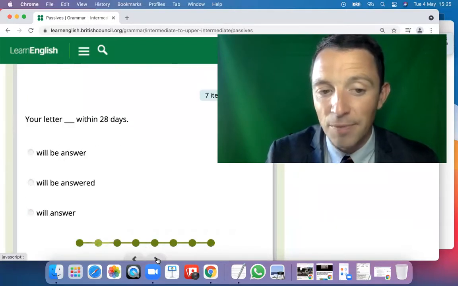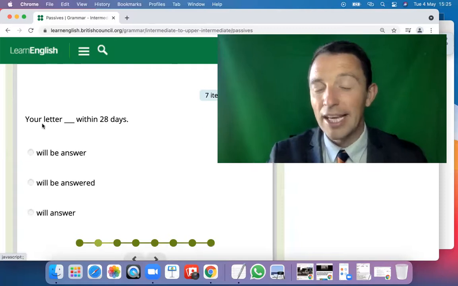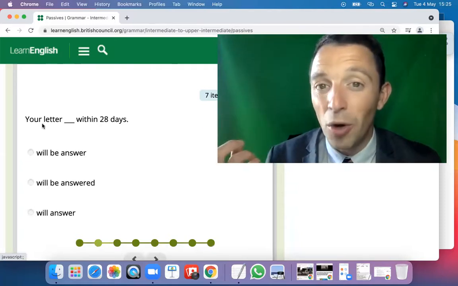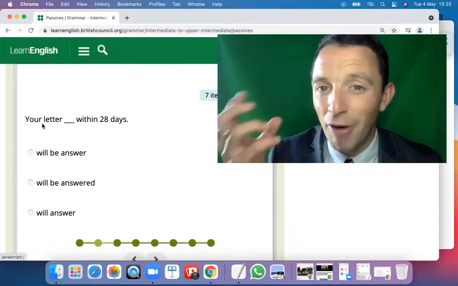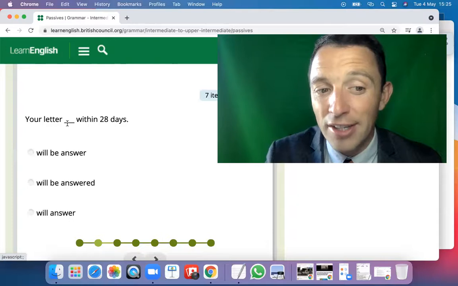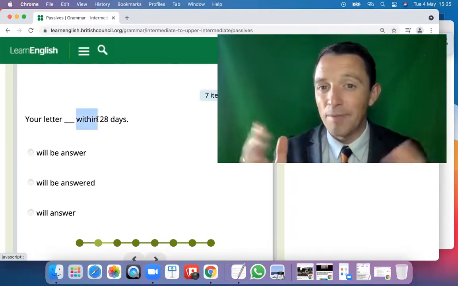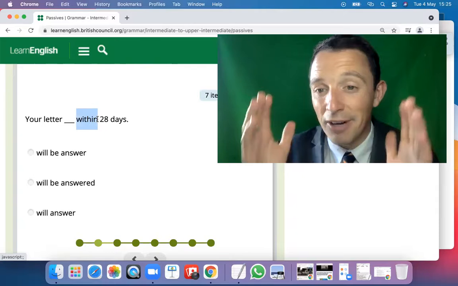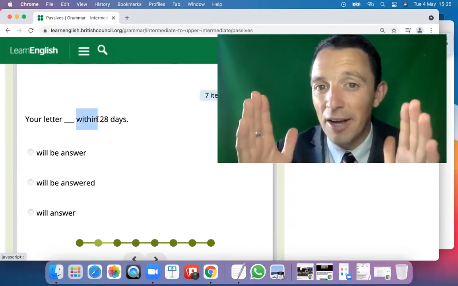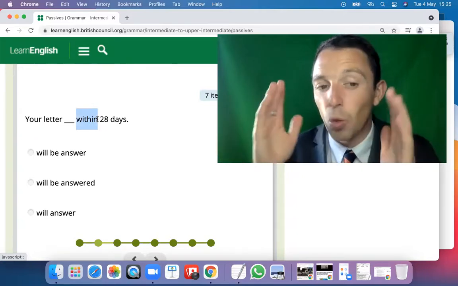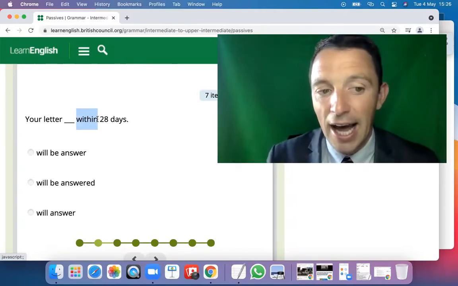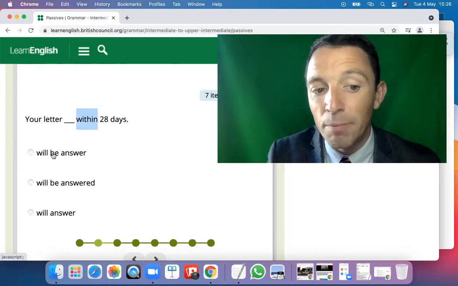The next exercise, your letter is maybe the subject or the object, we don't know. But in this situation, it's the focus of the sentence. So your letter something within is like dentro in relation to the time, in Spanish dentro. So you have a capacity, you have a limit of the time, and you must send the letter within 28 days. And your letter will be answer.